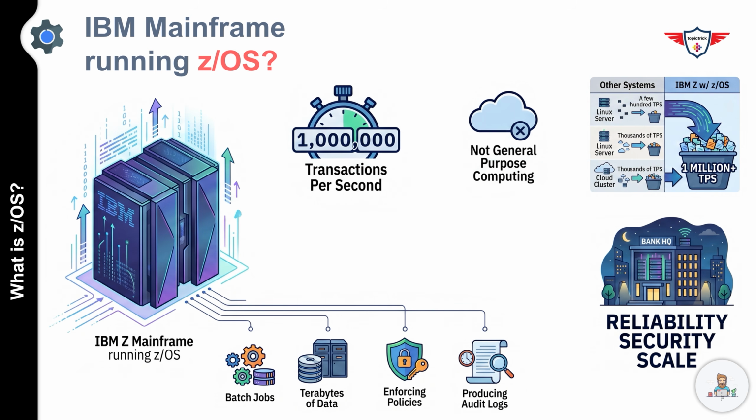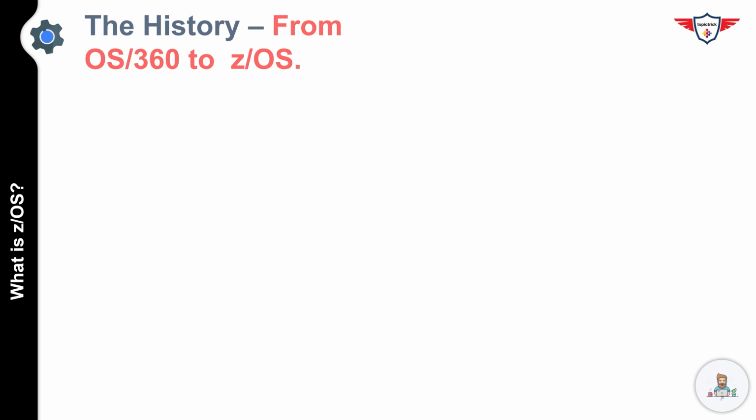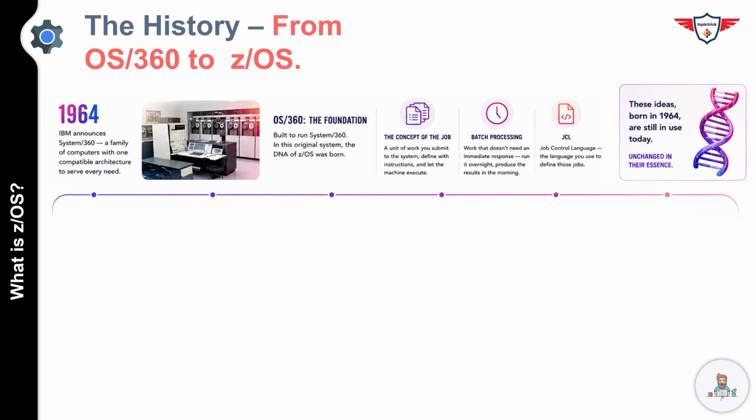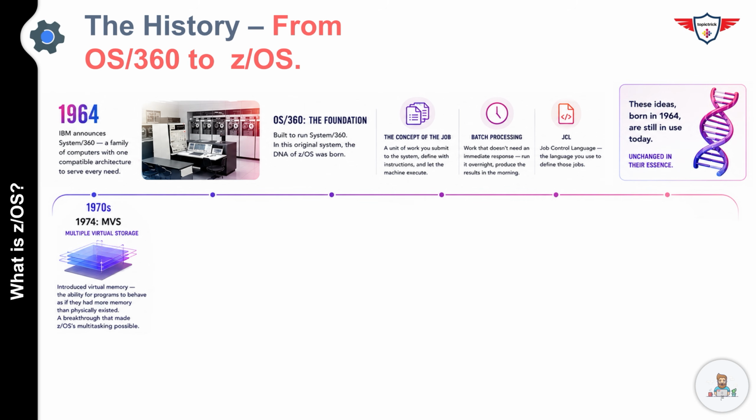Now, in order to understand z/OS, you need to understand the history, and it is genuinely a remarkable story. Back in 1964, IBM was the most powerful technology company in the world, and they were about to make a bet that would define computing for the next 60 years. They announced the System/360, a family of computers designed to cover everything from small business to scientific research with a single compatible architecture.